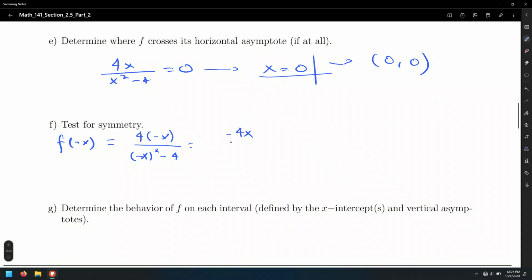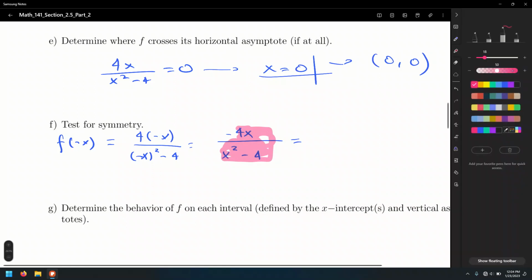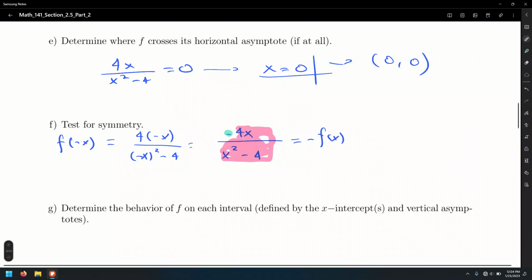be negative 4x, and in the denominator, a negative quantity getting squared becomes positive. Now, if you observe the end result here, we get the same function, all right? However, notice how in this case we got the opposite in sign. In this case, we got negative f of x, which means the function is odd or symmetric about the origin.